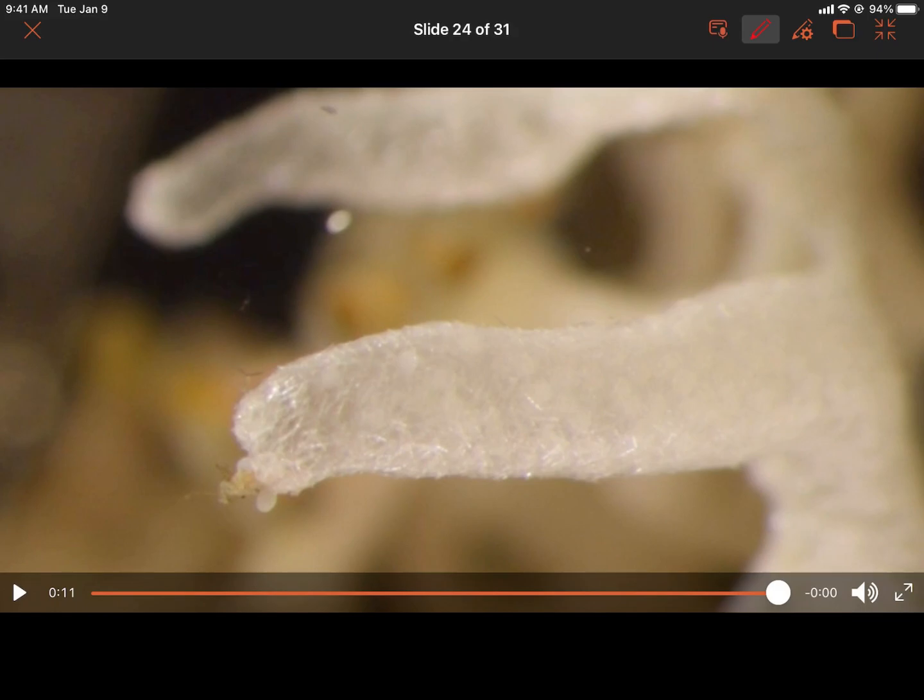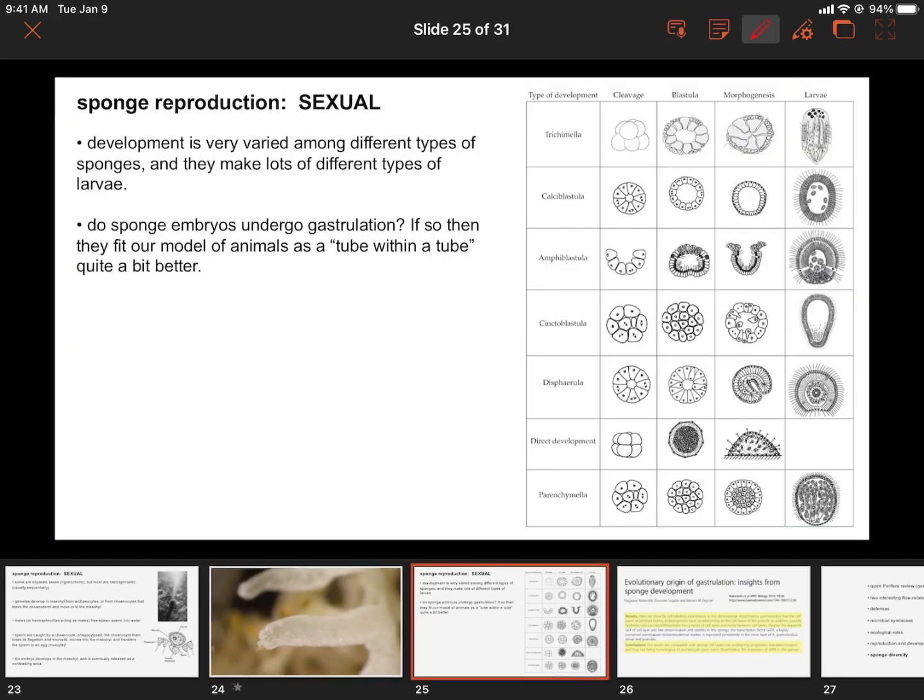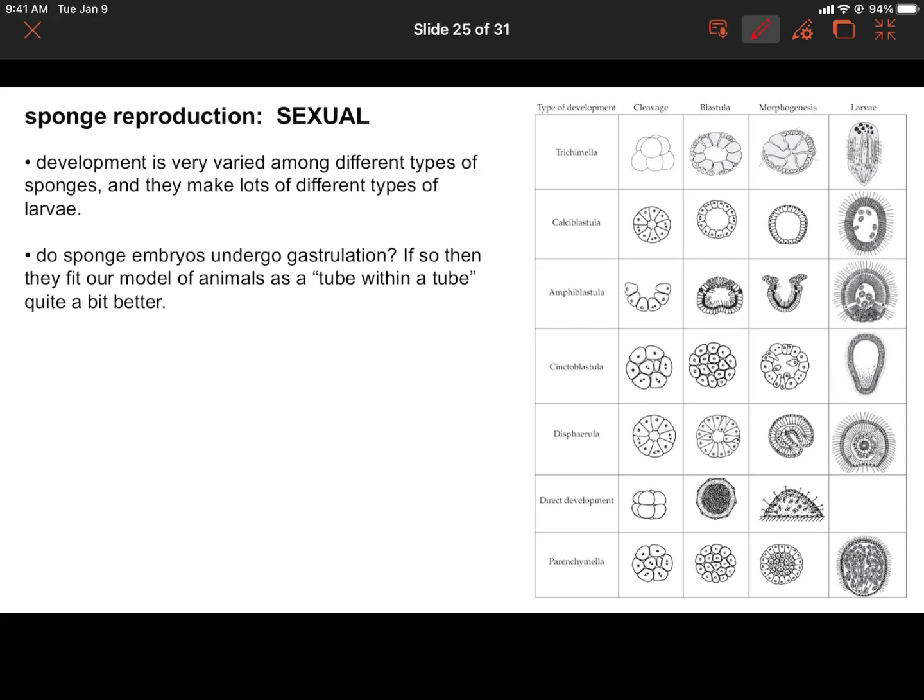Okay, and then, let me advance. All right, so development in sponges is very complicated. There's lots of different kinds of cleavage patterns, and they're just messy. Blastulae are complicated. Gastrulation, we don't even know if they undergo gastrulation, generally speaking. Remember, we talked about gastrulation in that form and function video earlier on. And I just want to point out one really interesting difference between sponges, the few times they've been looked at, really only once actually, and the rest of animals.